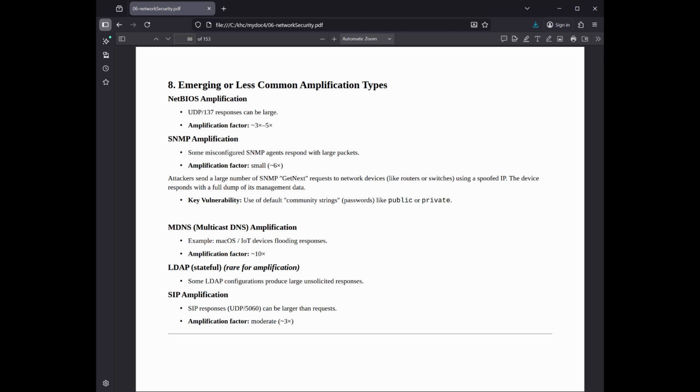mDNS, multicast DNS, amplification example: macOS and IoT devices flooding responses. Amplification factor: 10 times. LDAP is stateful, rare for amplification. Some LDAP configurations produce large unsolicited responses. SIP amplification. SIP responses, UDP/5060, can be larger than requests. Amplification factor: moderate, 3 times.